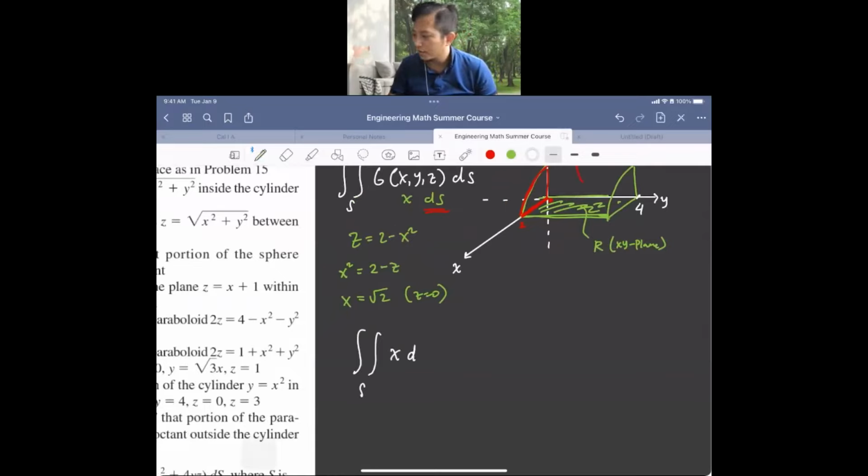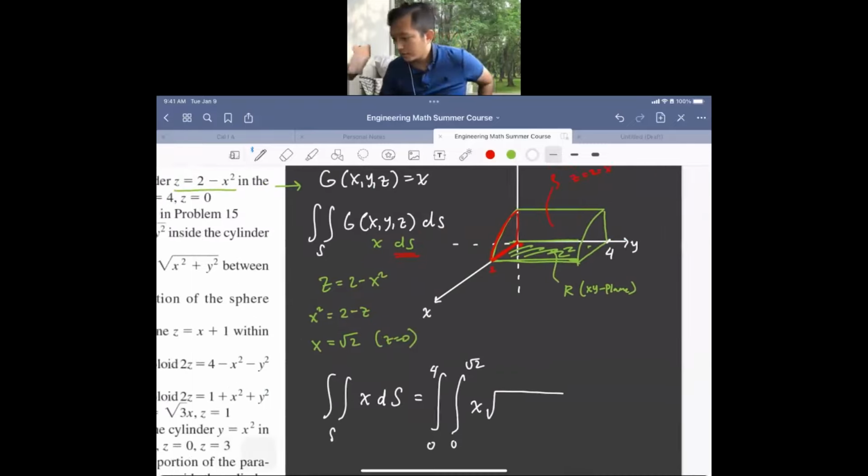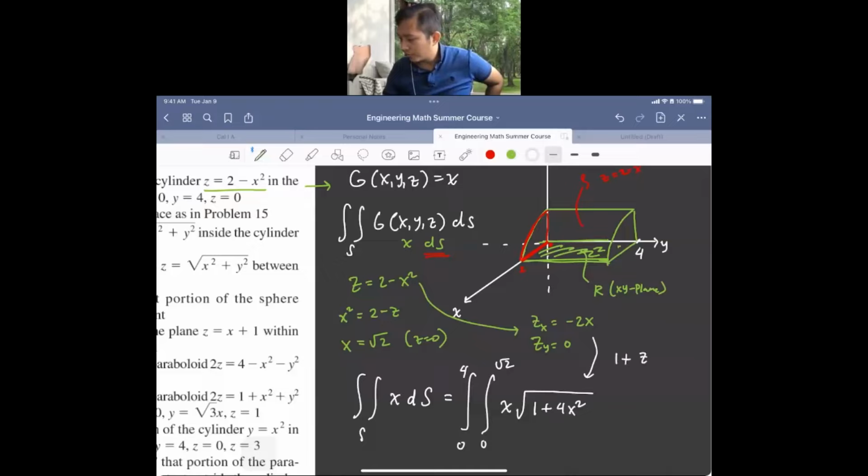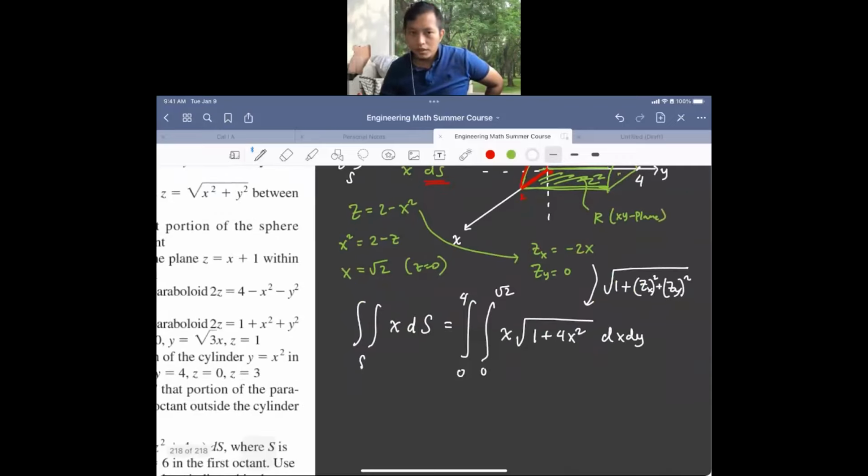Now we can take this and write down that the integral of x ds is, let's say we have 0 to 4 and 0 to square root of 2, and then x and ds is the arc length, so the square root of 1 plus 4x squared. This is from here, zx is negative 2x, and zy is 0. So we could take this inside. The formula is the square root of 1 plus zx squared plus zy squared. And then this will be dx dy.